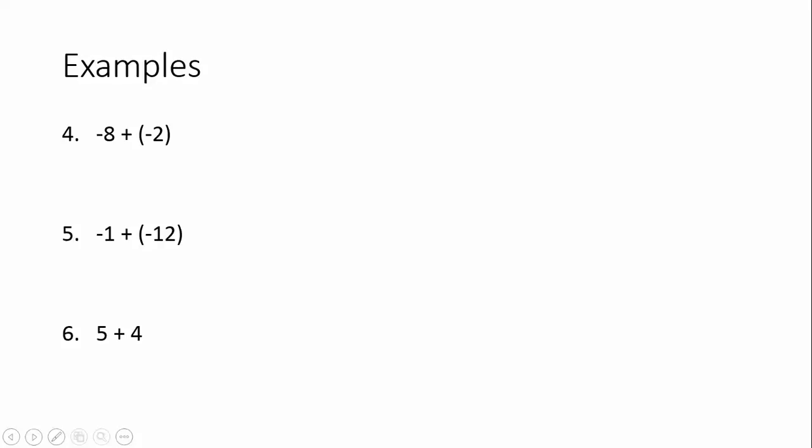If you'd like to pause the video here and try 4, 5, and 6 on your own and then check with what I've done. -8 plus -2. Numbers are both negative, so your answer should be negative, and 8 plus 2 is 10. For 5, we have -1 and -12, so our answer should be negative. 1 plus 12 is 13. Number 6, we're adding two positive numbers. Again, this is the type of addition you've been doing for a long time. 5 plus 4, that should be a positive 9.